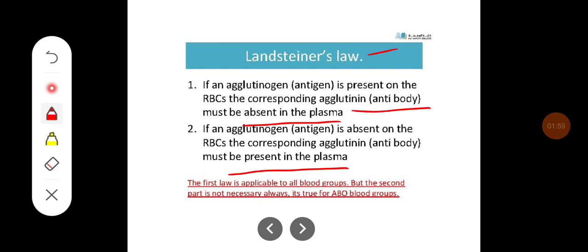The first law is applicable to all the blood groups, that is, both the ABO and RH blood group systems. But the second part is not necessarily always true for RH blood groups.